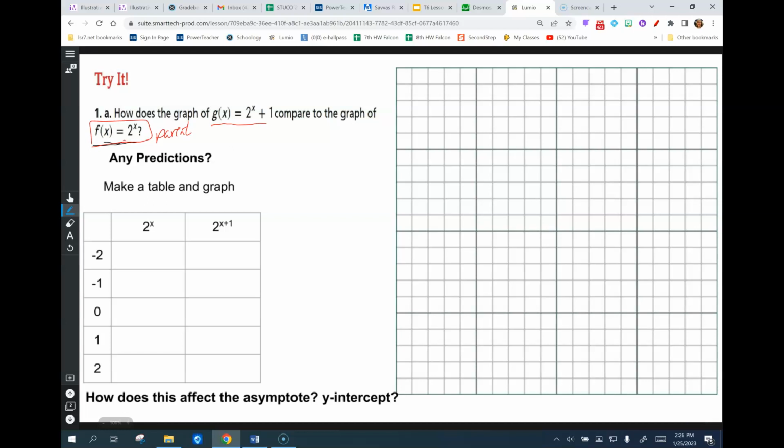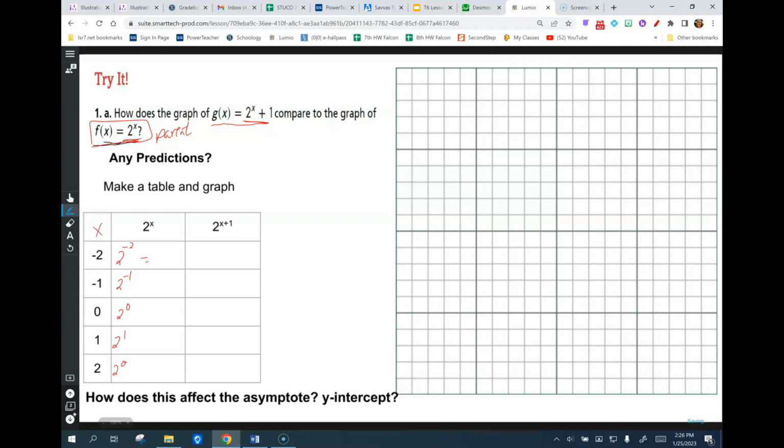So look at this. Some of you probably already have an idea of what's going to happen, don't you? If we were in the room, we'd talk about that right now. I'm not going to do a prediction because we're not in the room. So we're just going to go and plug this in. We've done this before. We're going to take 2 to the negative 2, 2 to the negative 1. And we're going to do it all right here, and then we're going to graph.